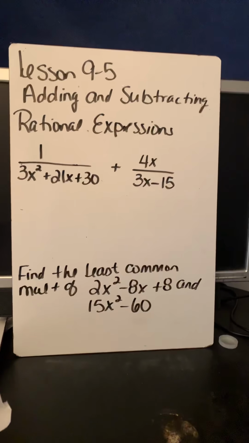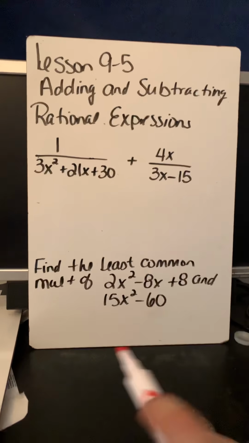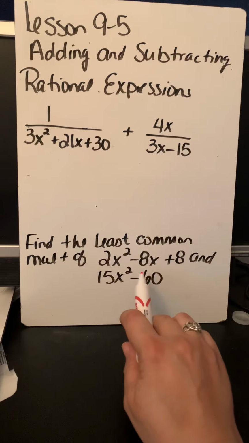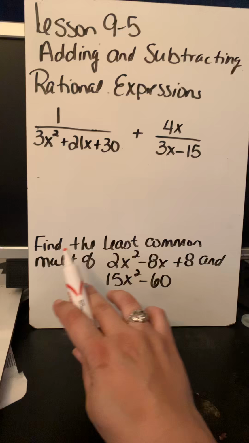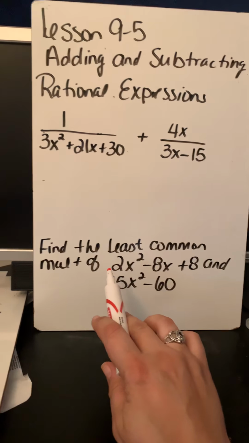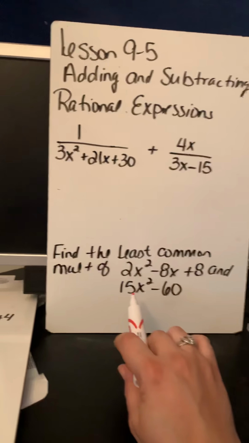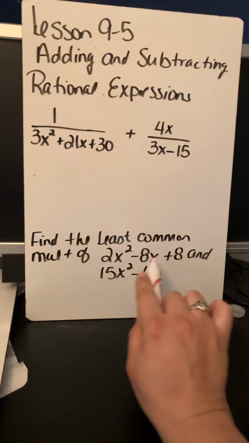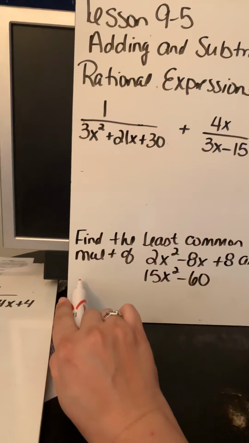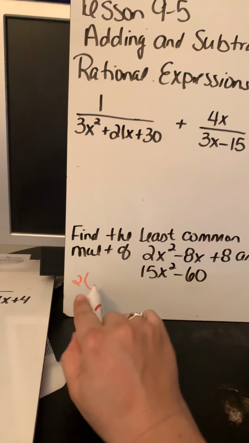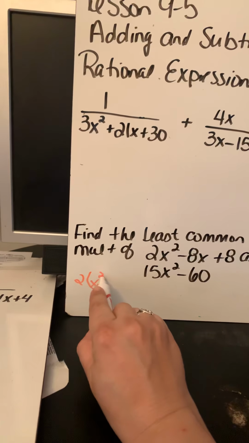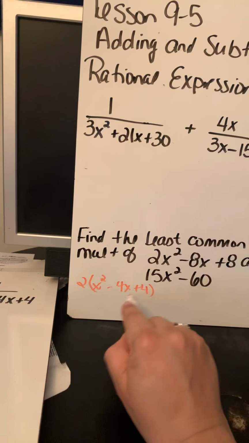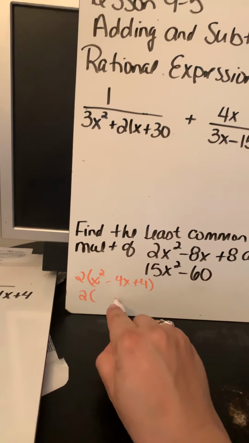So on the first few problems on your assignment, they're going to give you two separate polynomials, and they're going to ask you to find the least common multiple. Okay, so again, factor, that is key. So I'm looking at this first polynomial. I know I can factor a 2 out, so I'm going to pull a 2 out. So then I've got x squared minus 4x plus 4. I can factor it further.